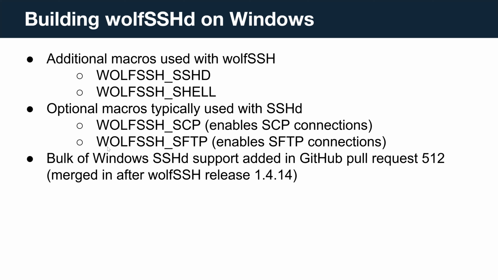The bulk of the Windows SSHd support, like I mentioned, has been added relatively recently. The support was added in GitHub pull request 512, and then there have been quality and slight fixes since then as well. But that was after the wolfSSH release 1.4.14. So this wolfSSHd Windows port will be out in the next release, but it's also available on our master branch right now to be able to download and use.